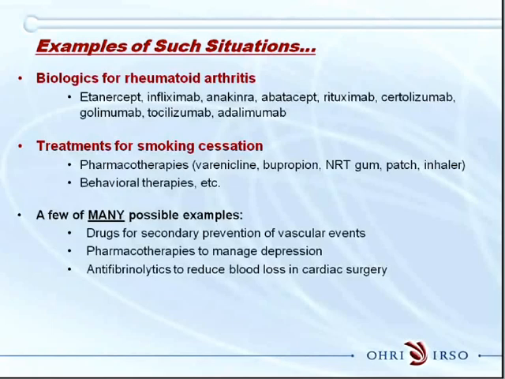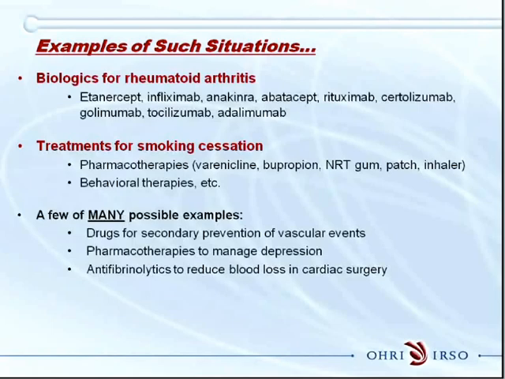Another one is smoking cessation. We have a variety of forms of pharmacotherapy such as varenicline, bupropion, nicotine replacement therapy in its many formats. And we also have a variety of types of behavioral therapy we can look at. And again, lots of other examples. Drugs for prevention of vascular events, pharmacotherapies that we use to treat depression, anti-fib agents used to minimize blood loss in cardiac surgery, and so forth.